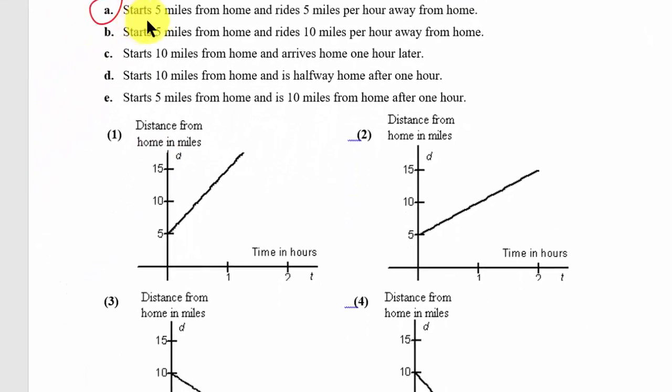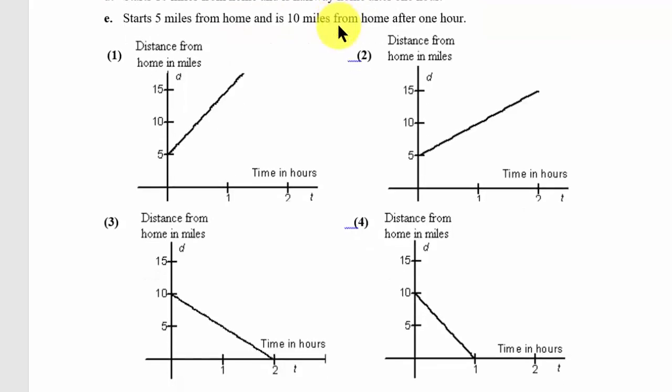It says I start 5 miles from home, and I ride 5 miles per hour away from home. So if you look at graphs 3, notice here we start 10 miles from home, so that's not good, because letter A says we start 5 miles from home. Graph number 4, also no good, because we start 10 miles from home when it says we need to start 5 miles from home.